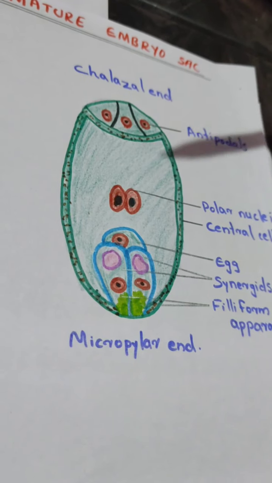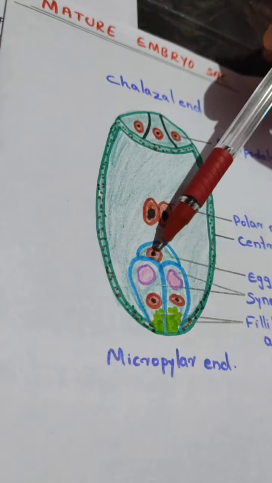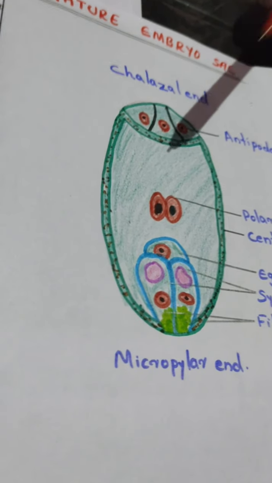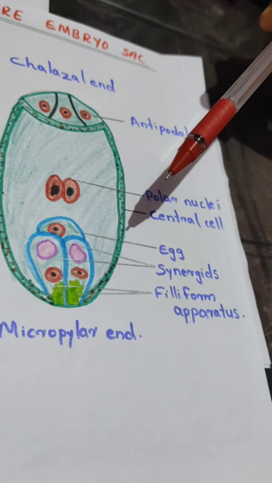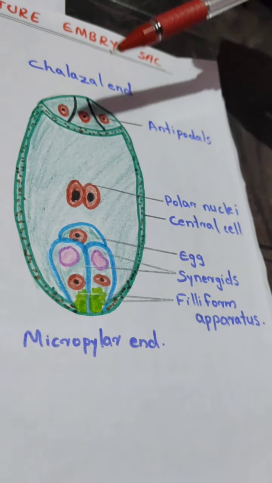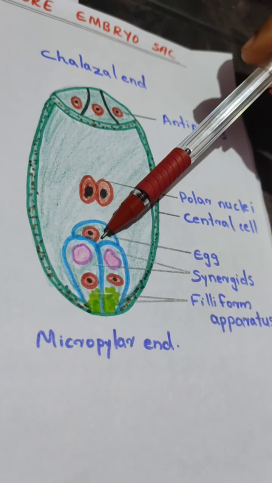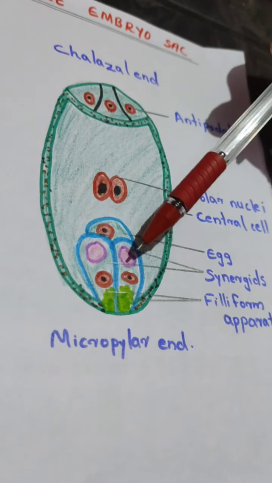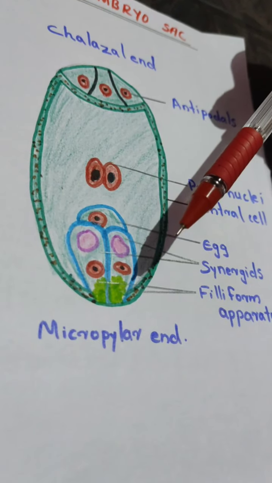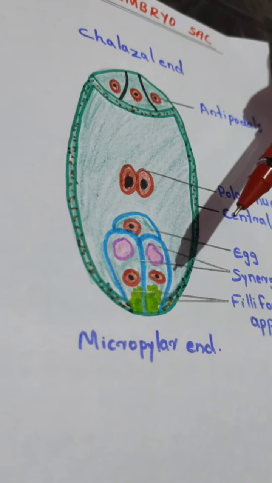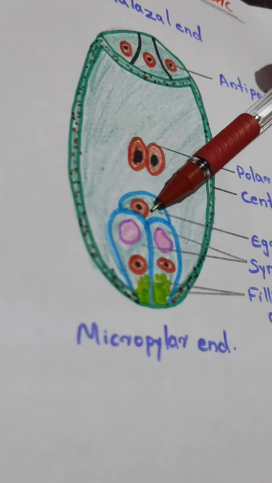A typical mature embryo sac is 8 nucleate and 7 celled. 3 cells are grouped at the micropylar end and form the egg apparatus. It consists of 2 synergids and 1 egg cell.